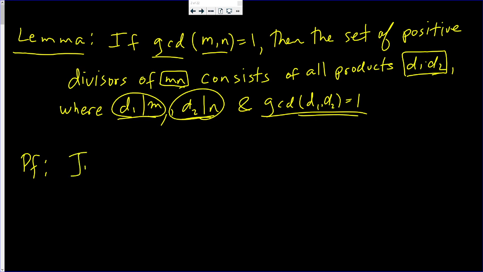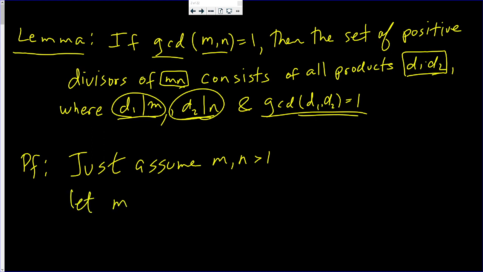Okay. So I'm not going to bother when m and n are 1. I'll leave that as homework. Assume m and n are both bigger than 1. So the cases I'm leaving out are when m is 1 and n is not, or when n is 1 and m is not, or they're both 1. Okay, so let's get right into it.